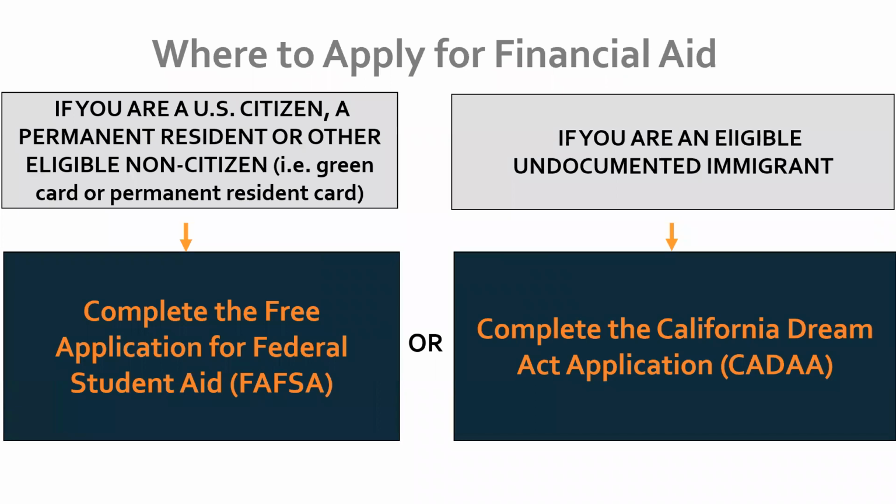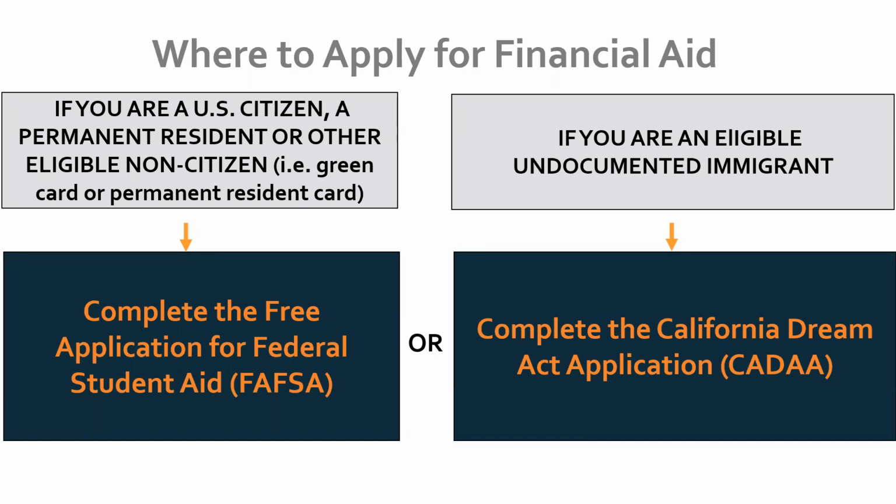Okay, so there are two main applications. One is the FAFSA, which is the Free Application for Federal Student Aid. This is for students who are US citizens or other permanent residents or eligible non-citizens. That's usually somebody who has a green card or a permanent resident card. They'd have an alien registration number. And on the FAFSA, there's even a more detailed list of other categories that someone might fall in terms of eligible non-citizen.